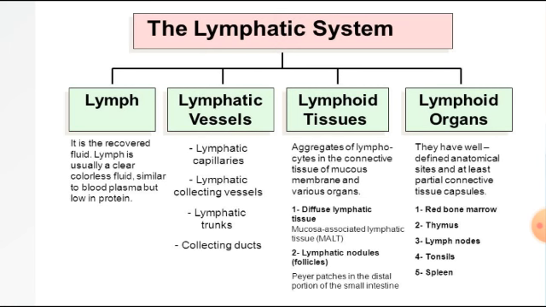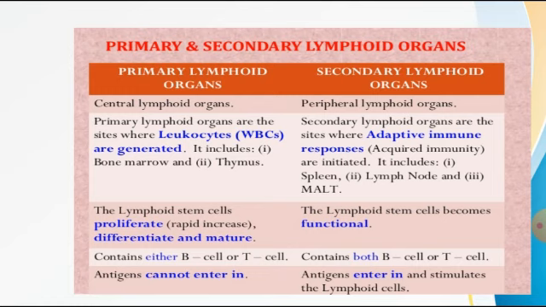This slide shows you the components of the lymphatic system. The first one is lymph, usually a clear colorless fluid. The second one is the lymphatic vessels. Under this category, the capillaries, collecting vessels, and the trunks all come under the lymphatic vessels. And lymphoid tissues, nothing but the MALT and the GALT. And the lymphoid organs, we know the thymus, bone marrow, lymph nodes, tonsils.